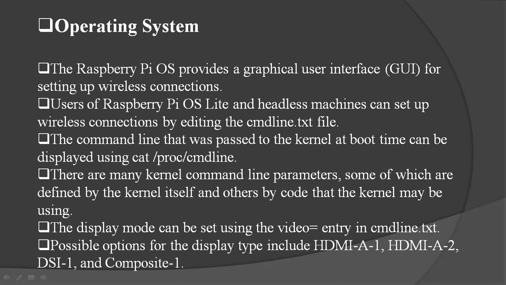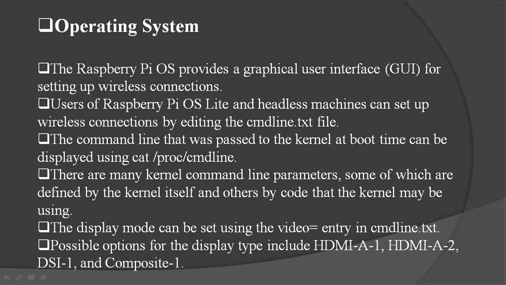The display mode can be set using the video= entry in cmdline.txt. Possible options for the display type include HDMI-A-1, HDMI-A-2, DSI-1, and Composite-1. So these are the operating system details and how it can be used, which we have already discussed here.